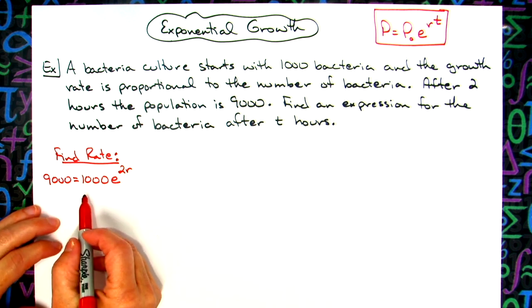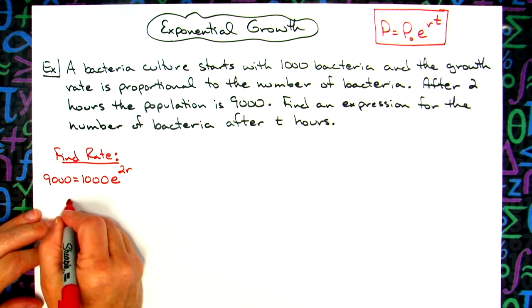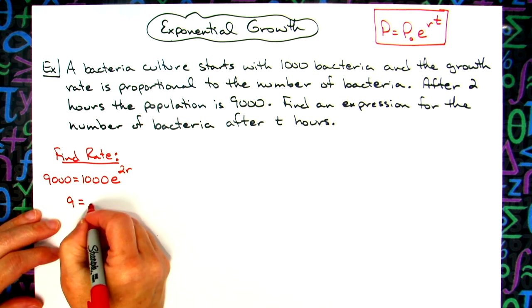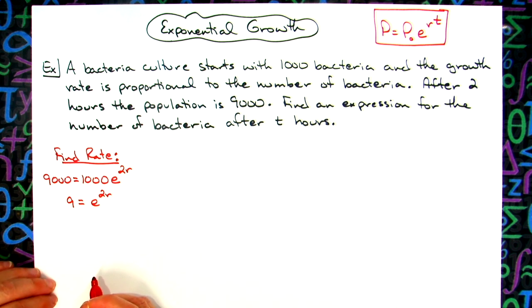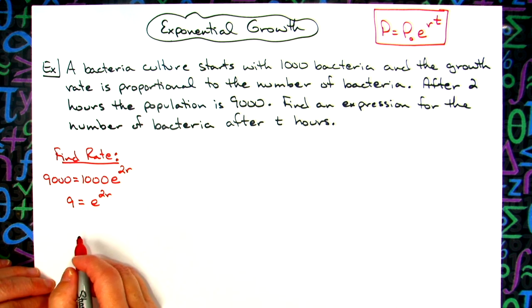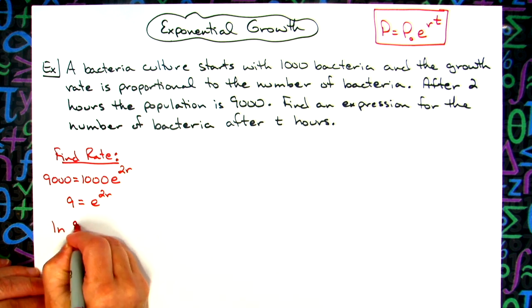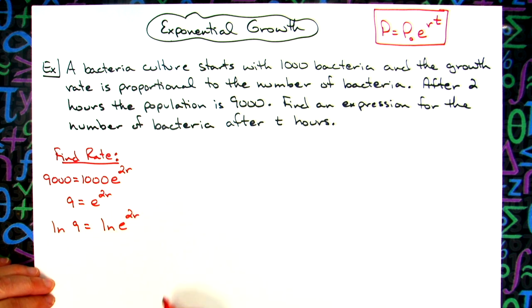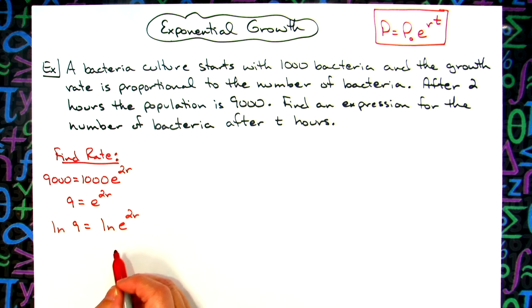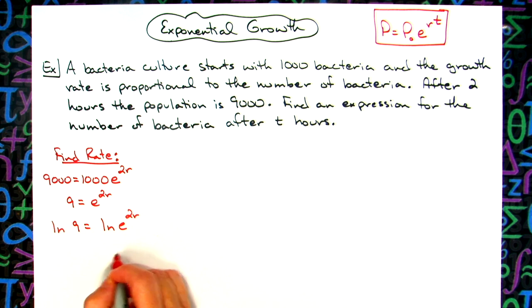It's going to be an exponential equation. I'm going to divide both sides of the equation by 1,000. Then I'm going to be down to 9 equals e raised to the 2r. From there, since it's an exponential equation and you're trying to solve for that r in the exponent spot, you're going to take the natural log of both sides. So natural log of 9 is equal to natural log of e raised to the 2r. All right, hopefully you've got log properties memorized that you know the natural log of e raised to any exponent is going to be equal to that exponent.